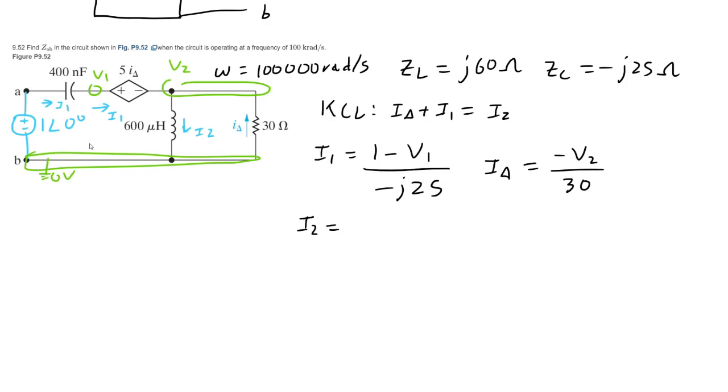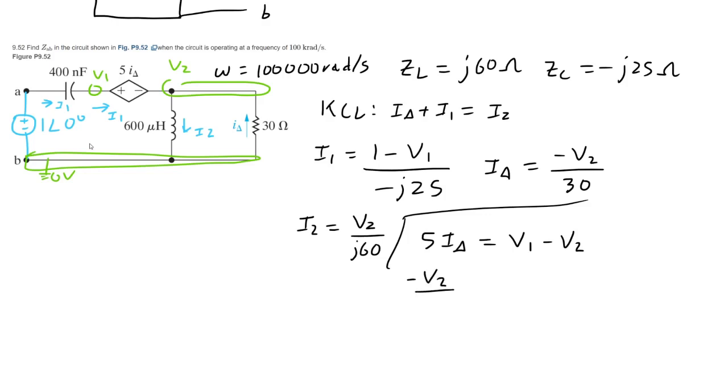And I2 is going to be V2 over the impedance of the inductor at this frequency, which is J60. Alright, so we have the dependent source we have to deal with. The voltage difference across it is going to be V1 minus V2, by definition of what we just did. It could be whatever we named it, but I chose V1 and V2. Anyway, so I delta is V2 over 30, so minus V2 over 30 times 5 is going to be minus V2 over 6.